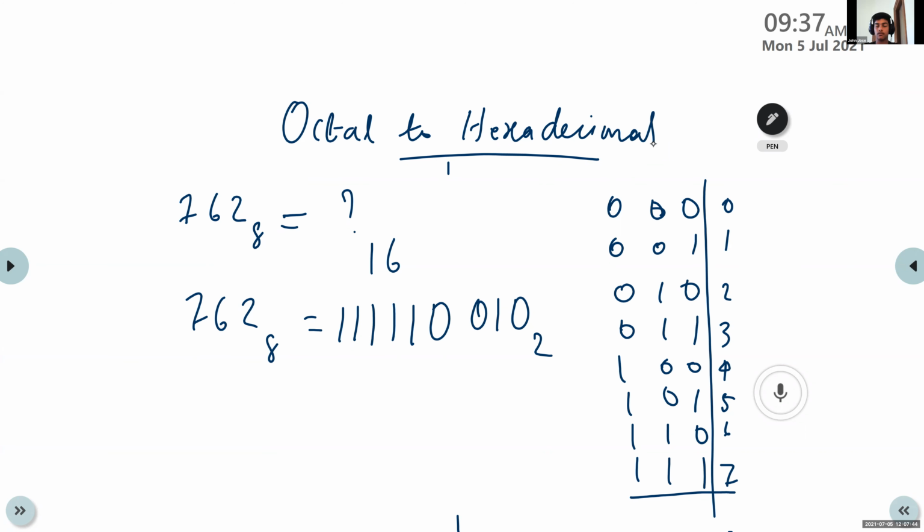First, we have to group these bits in groups of 4. So 1, 2, 3, 4, this is the first group. 1, 2, 3, 4, this is the second group. So here a single bit is there. What do we have to do for completing this group? Add 3 zeros. Yes, correct.